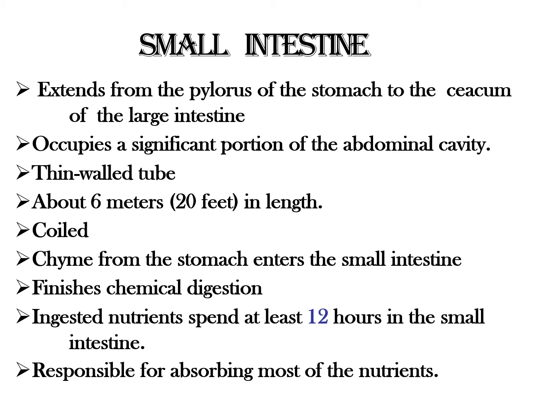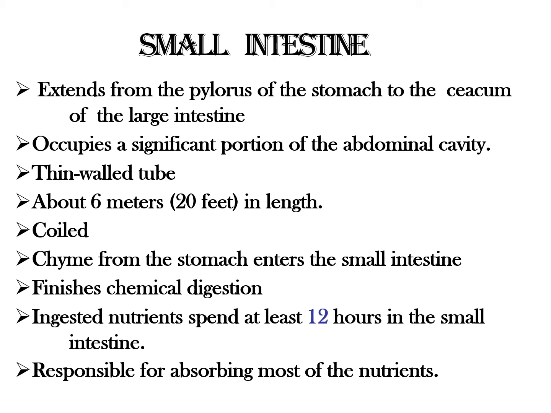Small intestine. The small intestine extends from the pyloric sphincter to the ileocecal valve, where it empties into the large intestine. It occupies a significant portion of the abdominal cavity. It is a thin-walled tube which measures about 6 meters in length. It is the longest section of the digestive tract. It is actually narrower than the large intestine, and that is why it is called the small intestine. It is coiled because it is very long, so it has to coil to fit into the abdominal cavity.